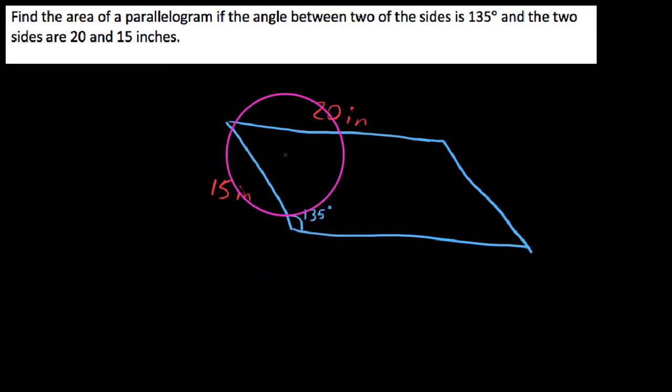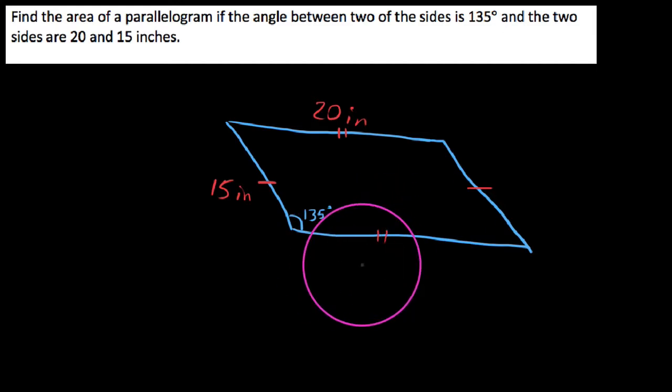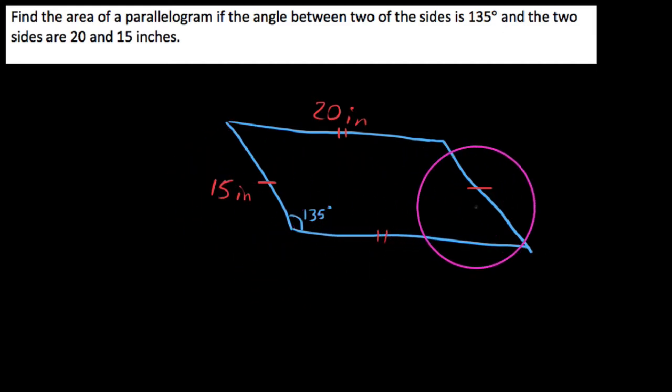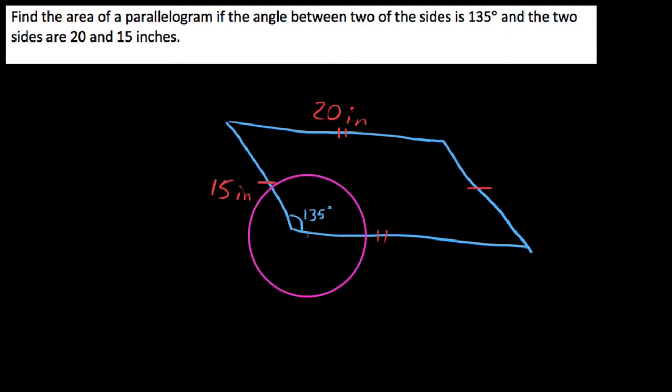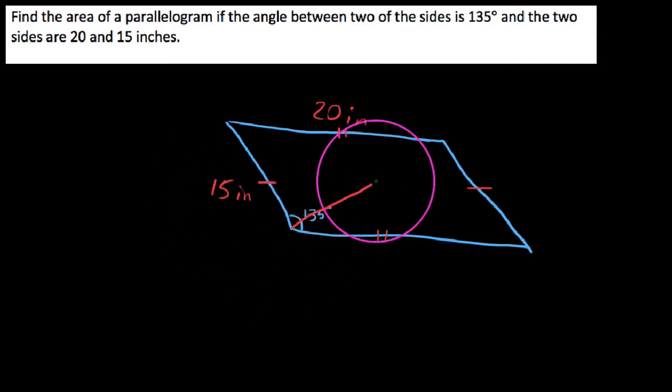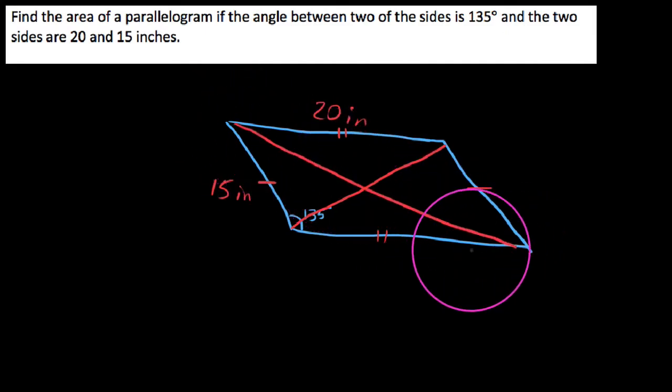In terms of what we know about this parallelogram, first of all, opposite sides are not just parallel, but they are congruent in length. So if the top's 20 inches, the bottom's 20 inches. If this side's 15 inches, this side's 15 inches. Where do the triangles necessarily come from? Here's what we can do. We can drop in diagonals. We have this diagonal right here, or this diagonal right here, or we have both of them.